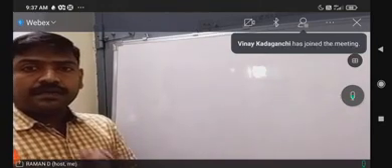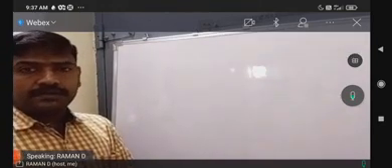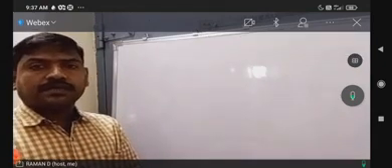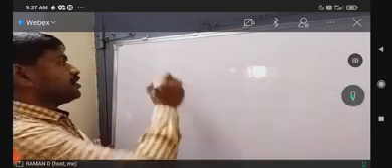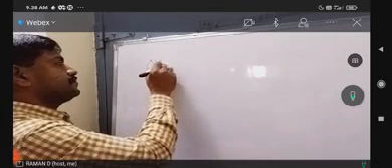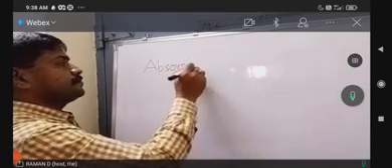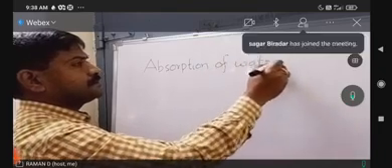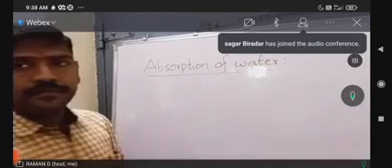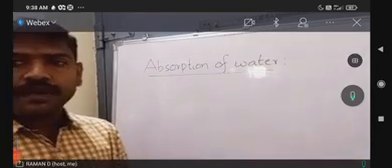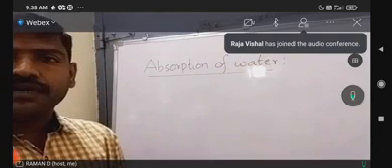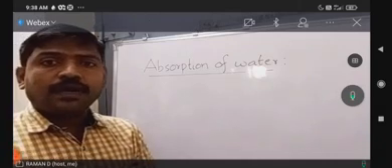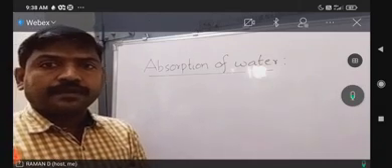Xylem transport can be studied in 2 phases. One is absorption of water, another one is transport of water. Absorption of water occurs at the roots. How is the water absorbed?